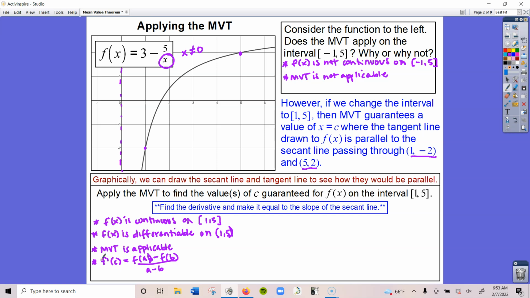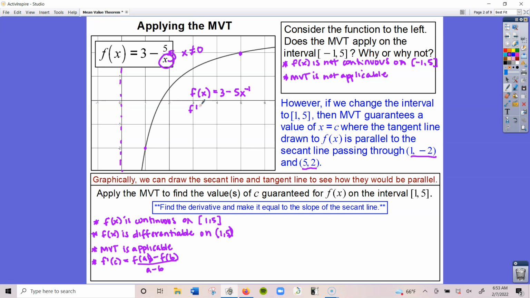For this part here, for f prime of C, I have my equation. So what I'm going to do is take the derivative of that equation. First of all, instead of applying the quotient rule, I can bring the x up. So this is going to be 3 minus 5x to the negative 1. Now I'm going to take the derivative.